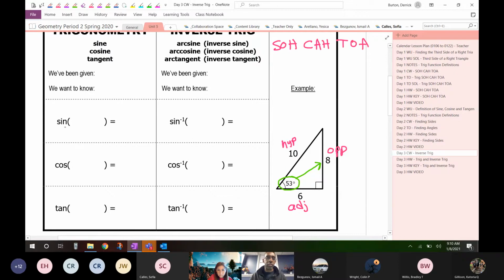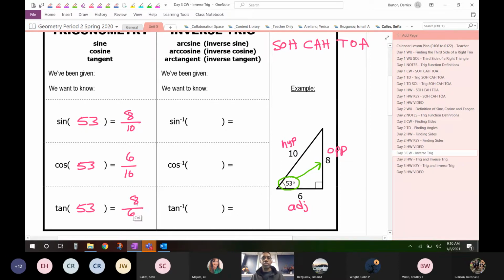So for the sine function, it is opposite over hypotenuse. So that'll be 8 over 10. So we would write the sine of 53 is equal to 8 over 10. The cosine of 53 is adjacent over hypotenuse. That would be 6 over 10. And then the tangent of 53 would be opposite over adjacent. So that's going to be 8 over 6.